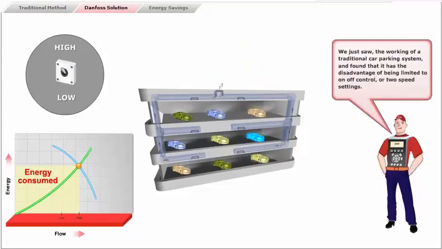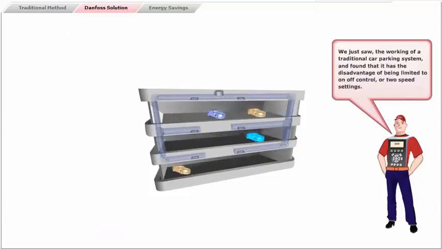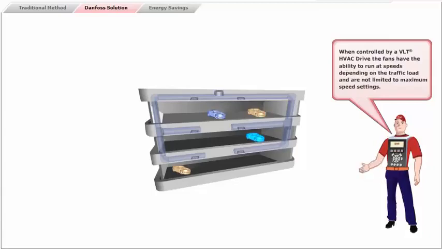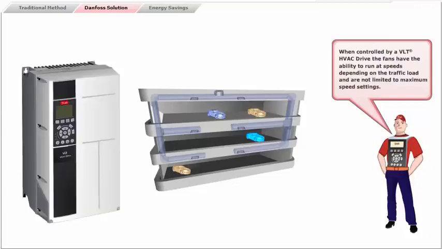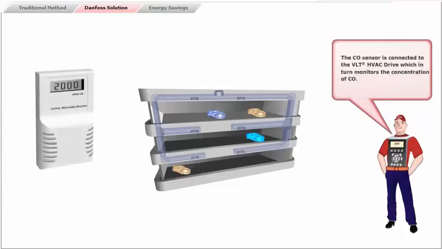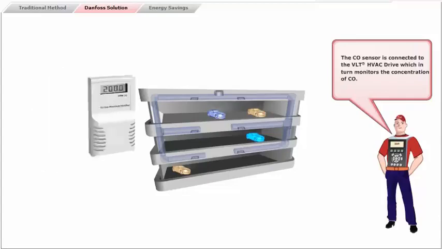We just saw the working of a traditional car parking system, and found that it has the disadvantage of being limited to on-off control, or two-speed settings. Now, let us see the Danfoss solution, applied to car park systems. When controlled by a VLT HVAC drive, the fans have the ability to run at speeds depending on the traffic load, and are not limited to maximum speed settings. The carbon monoxide sensor is connected to the VLT HVAC drive, which in turn monitors the concentration of carbon monoxide.